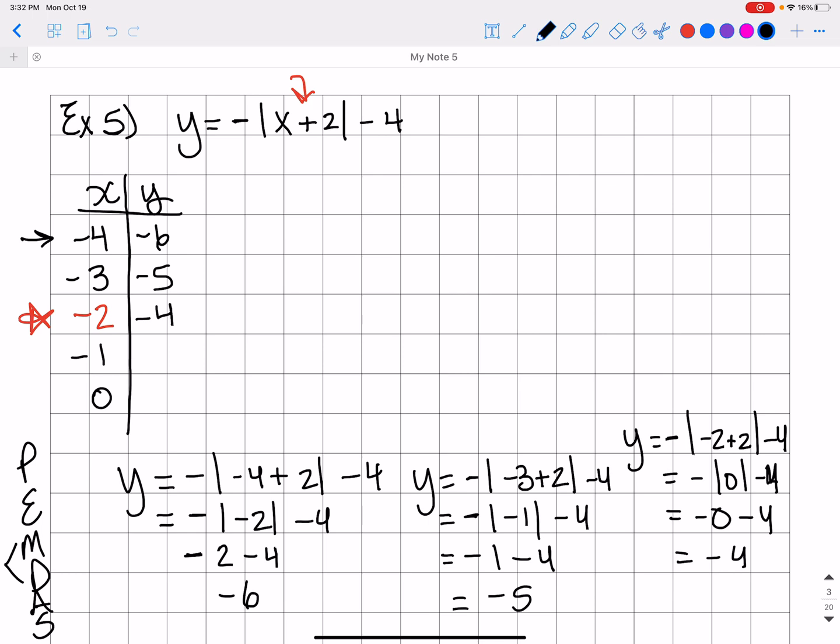Now, I can use the mirror property here to fill in that this is negative 5 and this is negative 6. And if I want to test it, take negative 1 and plug it in. Negative 1 plus 2 is 1. Absolute value of 1 is 1. Apply the negative. Negative 1 minus 4 is minus 5. Same thing, if I plug a 0 in, I get 0 plus 2 is 2. Apply the negative. Negative 2 minus 4 is negative 6. So these two check out, just by doing a little mental math real quick to make sure. And then last, I'm going to graph.